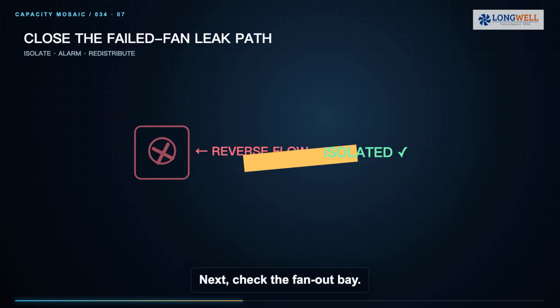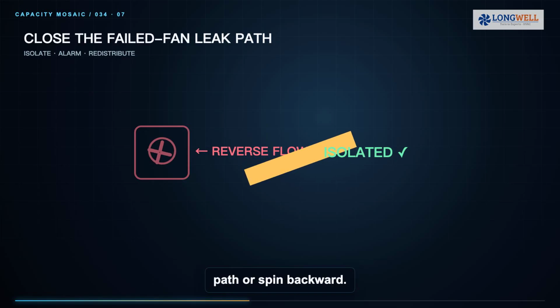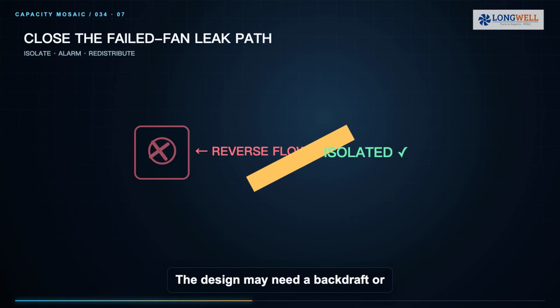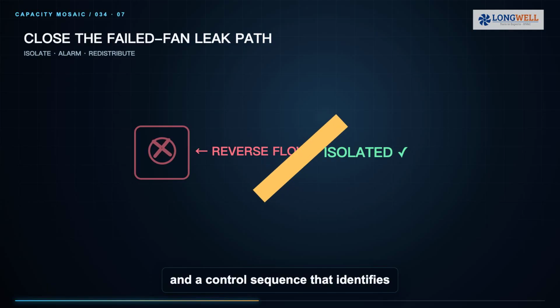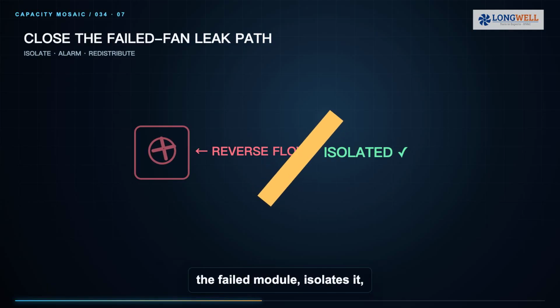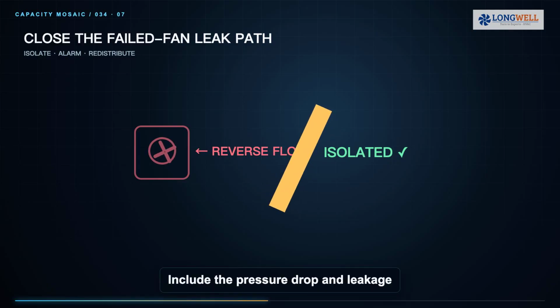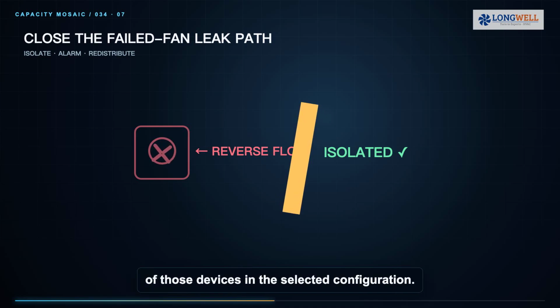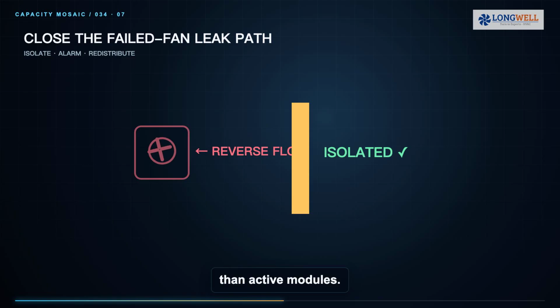Next, check the fan-out bay. A stopped fan can become a leakage path or spin backward. The design may need a backdraft or isolation device, partitions, and a control sequence that identifies the failed module, isolates it, and redistributes speed without unstable hunting. Include the pressure drop and leakage of those devices in the selected configuration. A blank panel may also be needed where the physical wall has more openings than active modules.